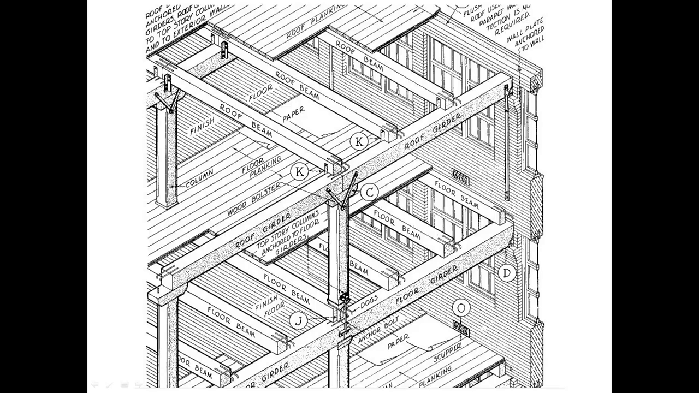We have these wall straps that will hold things in place, these wall anchors. Pinning the floor beams together, as well as the roof beams, are what are called iron dogs. They're basically staples, large iron staples.